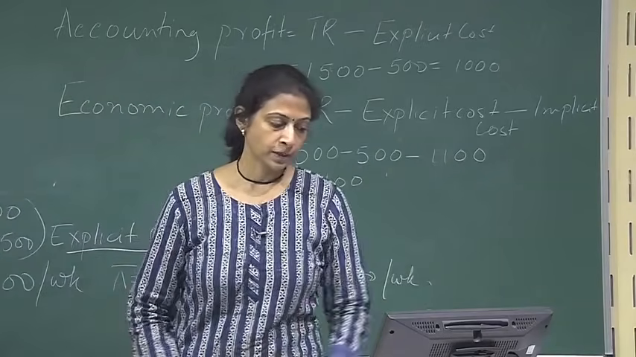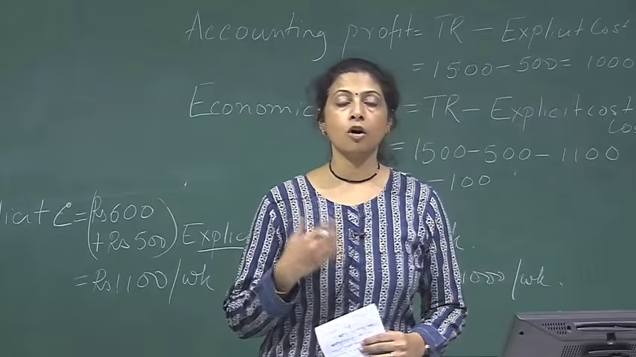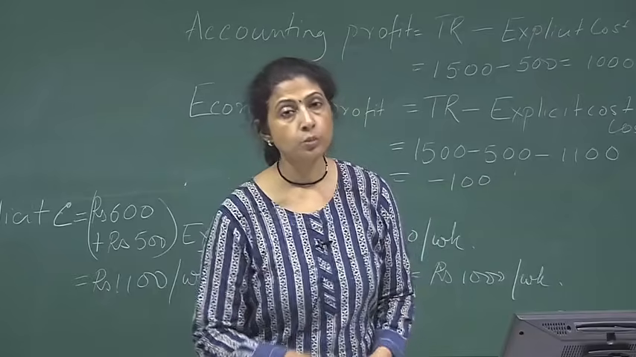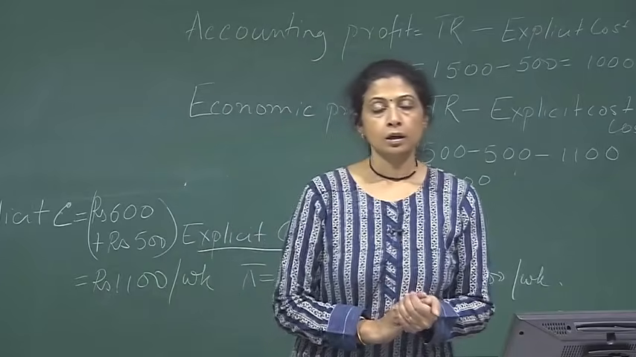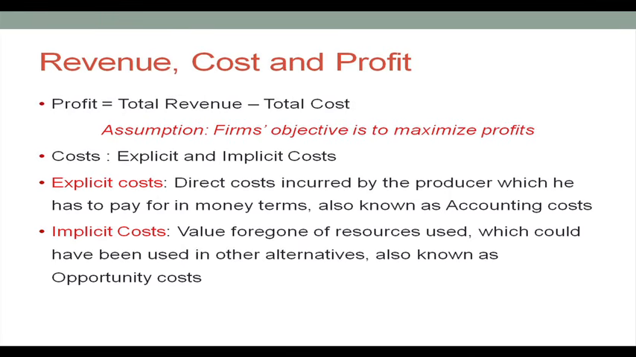Coming back to the slide, the explicit cost is direct costs incurred by the producer which he has to pay for in money terms, also known as accounting cost, and implicit cost is the value foregone of resources used which could have been used in other alternatives, also known as opportunity cost. Opportunity cost is something which we are again going to use throughout economics. It's a very important concept in economics, and I discussed this even in the first lecture.